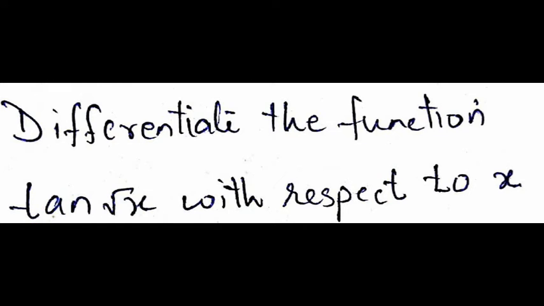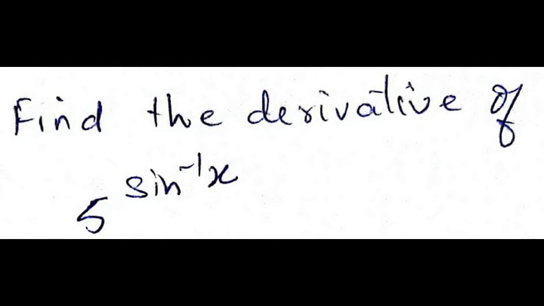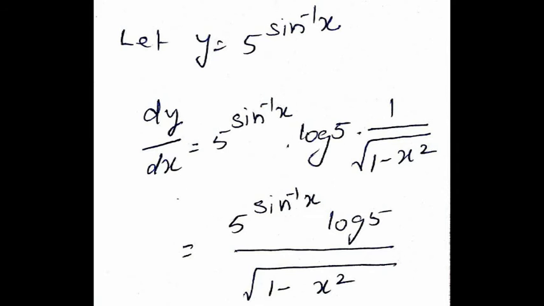Differentiate the function tan root x with respect to x. Derivative of tan x is sec square x and derivative of root x is 1 upon 2 root x. We get the answer 1 upon 2 root x into sec square root x. Find the derivative of 5 raised to sin inverse x. Derivative of 5 raised to sin inverse x is equal to 5 raised to sin inverse x into log 5 into 1 upon root of 1 minus x square, which is equal to 5 raised to sin inverse x into log 5 divided by root of 1 minus x square.